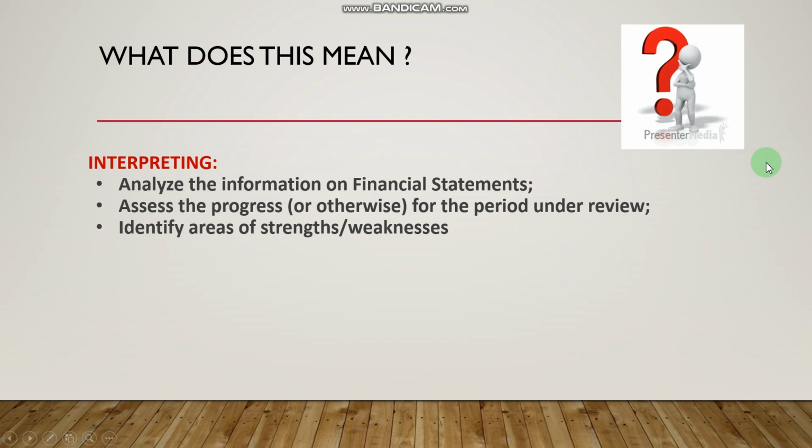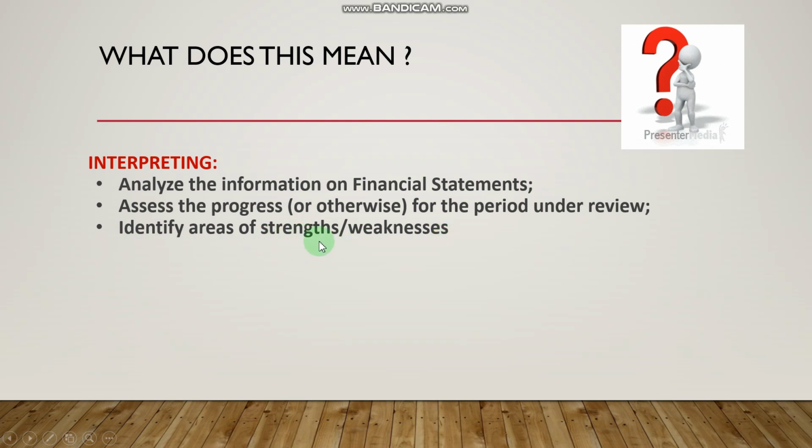In interpreting the financial information, we will analyze information on the financial statements. We'll look at the financial statements in detail, look at the figures, and try to assess: did the business make progress this year, or did we not do as well as we expected to do? Remember, when we talk about the period under review, we are talking about the financial year that we are analyzing the information for. In doing this analysis, we'll identify areas of strengths and weaknesses.